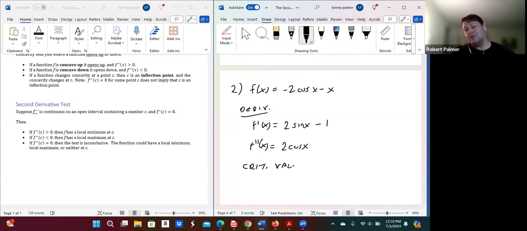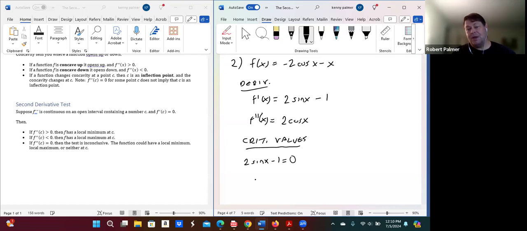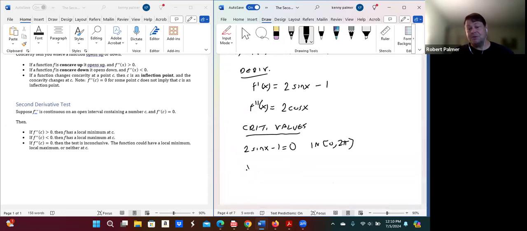Now, the critical values. That's where you have 2 times the sine of x minus 1 equal to 0. Also, I forgot to mention that here we're just looking at the interval from 0 to 2 pi. You can see my previous video for the details of this, but basically you solve this in 0 to 2 pi, and your solutions are pi over 6 and 5 pi over 6. Those are your critical values.